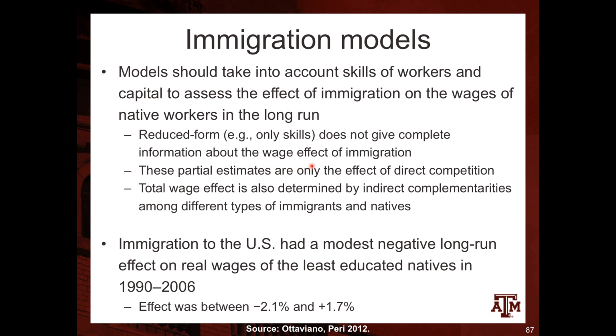the wage effect of immigration. These partial estimates are only the effect of direct competition because it's just looking at the supply side. It's not looking at the demand side. And the total wage effect is also determined by indirect complementarities among different types of immigrants and natives.